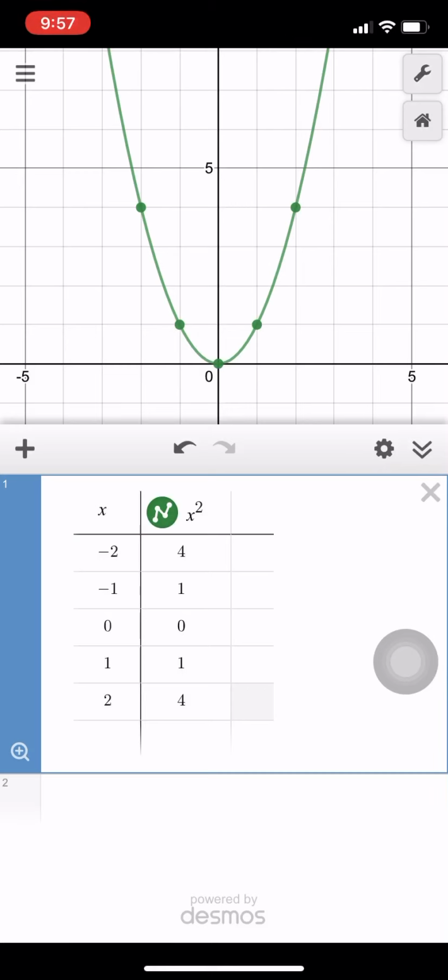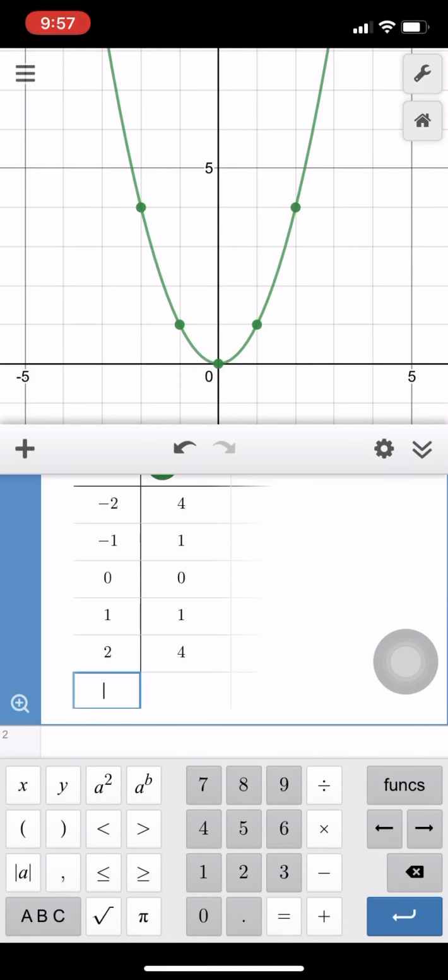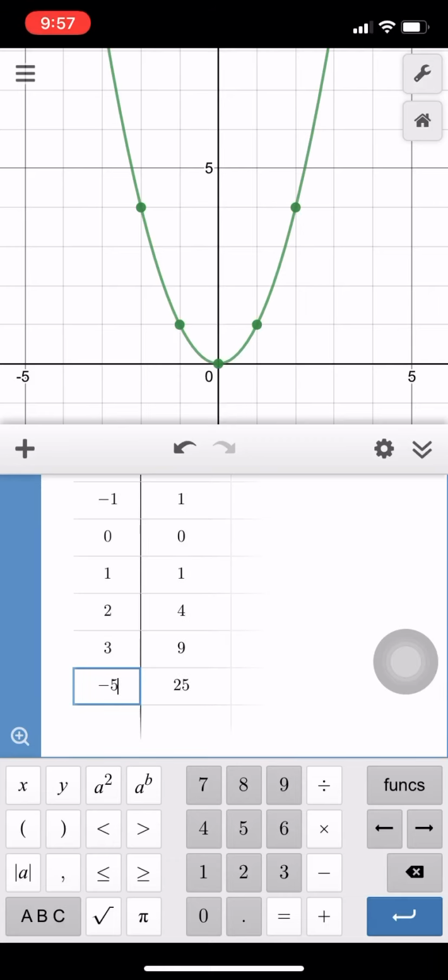Now it only gives you the first 5 points. If you need more points, click right under the last point that it gives you. Let's say I want to know what the point is when x is equal to 3. I just put a 3 there and then it gives it to me. Let's say I want to know the point when x is negative 5. I put in negative 5, and again it gives me the point: negative 5, 25.